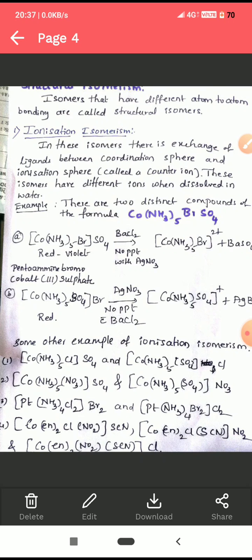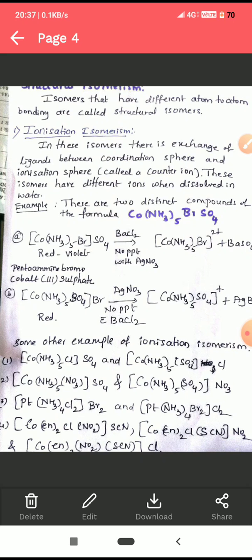There is the exchange of ligands between the coordination sphere and ionization sphere. Coordination sphere means the part which is present within the square bracket, and the ionization sphere is the ion which is present outside the square bracket, which is also called as counter ion. These isomers have different ions when dissolved in water.